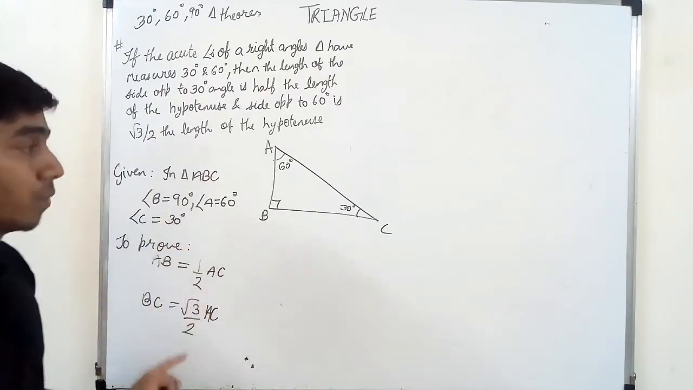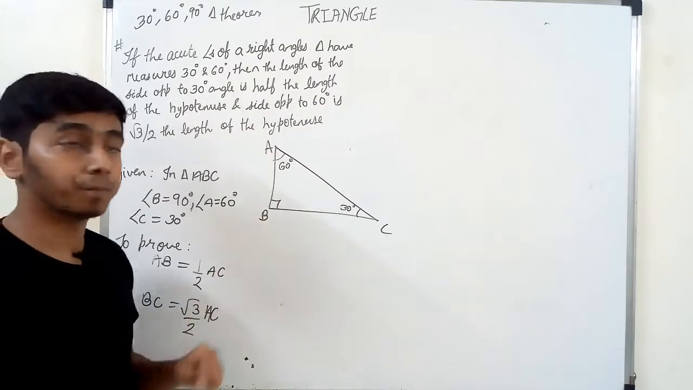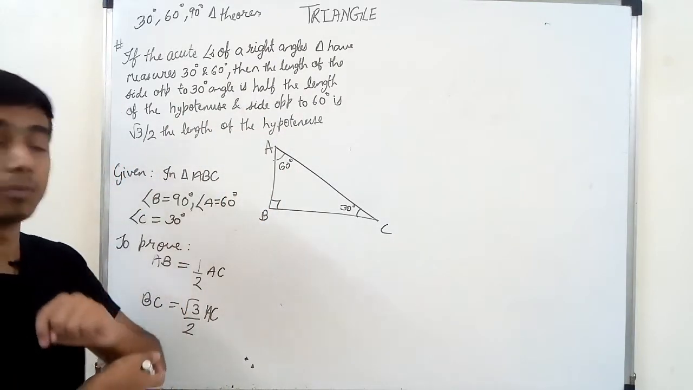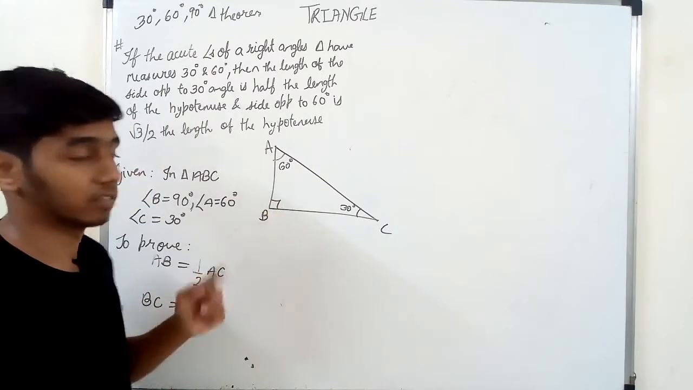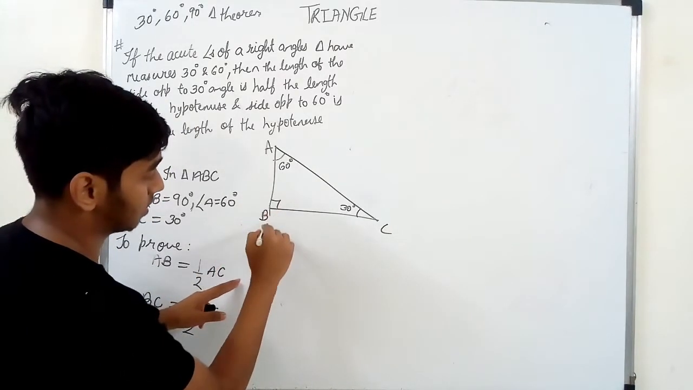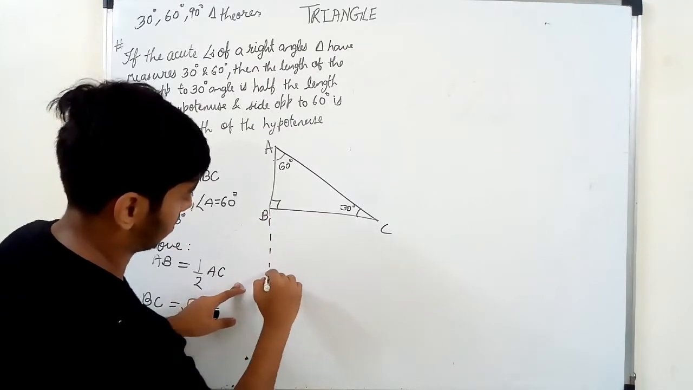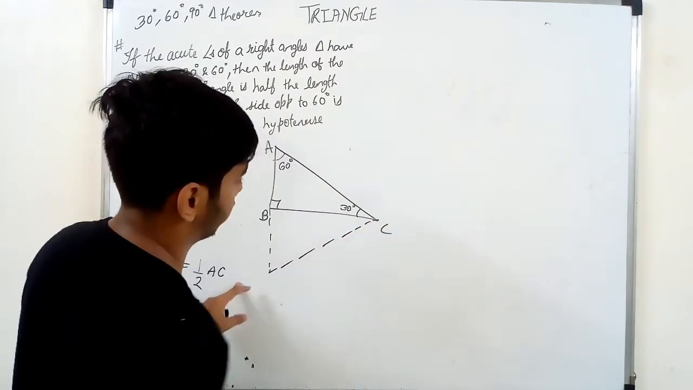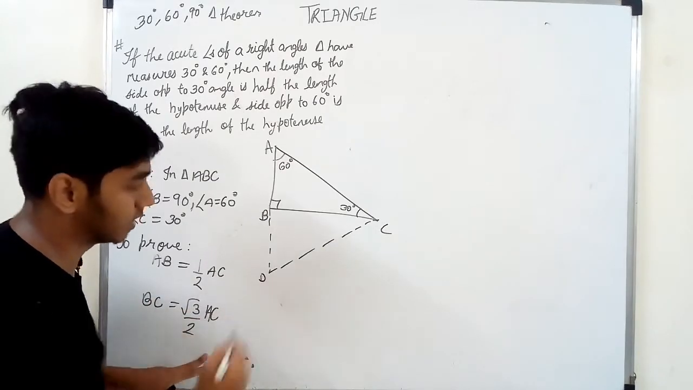Correct? So this is what we need to prove. Okay, so I hope you have understood the statement itself. Now let's start with the proof. Here we'll be doing a construction, okay, so this is what we have constructed. Let's keep this as D.